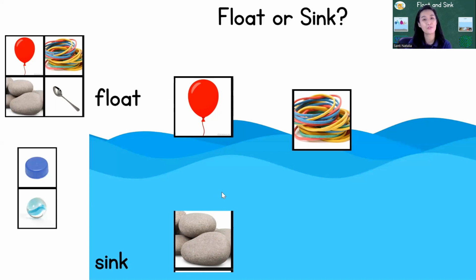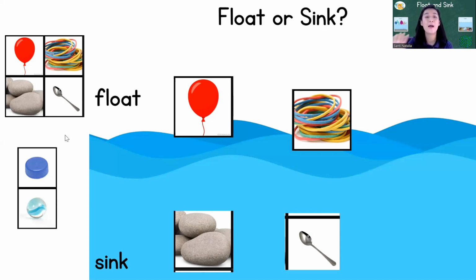Now, number 4, children. I have a spoon. Spoon. Check your spoon. Floating or sinking? The spoon is sinking. Yes, because the spoon is more dense than the water. So the spoon is at the bottom of the water, sinking.